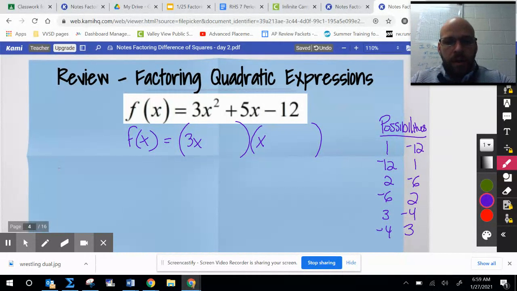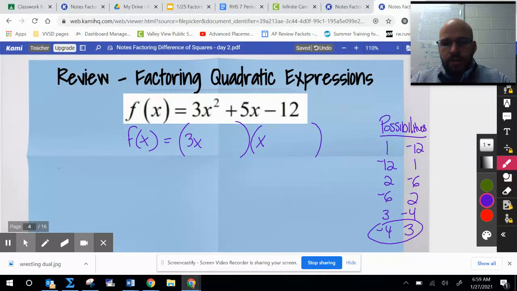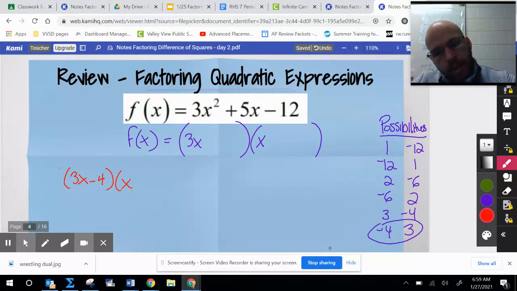I'm going to try a couple out, see what I get. I'm thinking I want to try this last one first. So if I check it out, I'm going to say 3x minus 4 and x plus 3. So if I distribute, 3x times x is a 3x squared. 3x times 3 is a 9x. -4 times x is a -4x. And -4 times 3 is a -12.